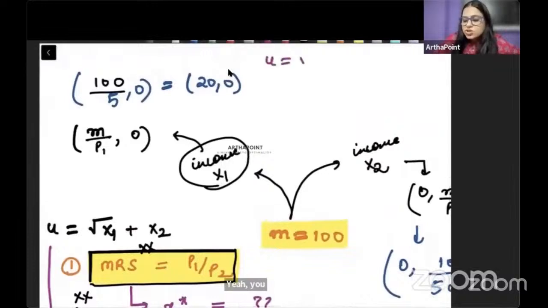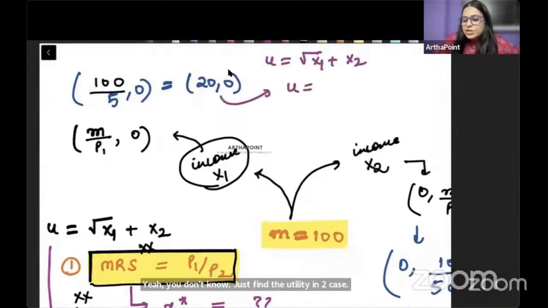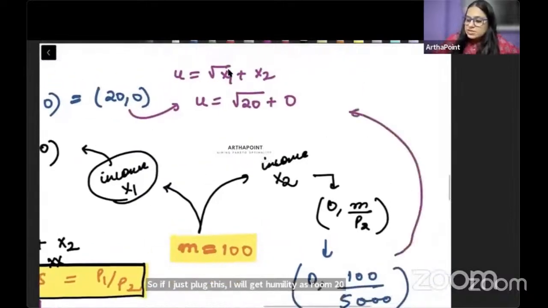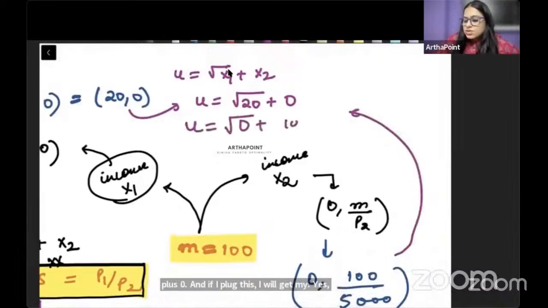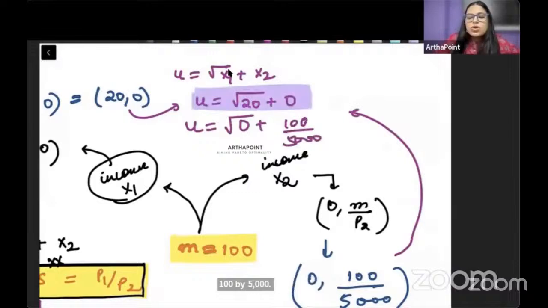So the utility function is root x1 plus x2. If I plug this in, I will get utility as root 20 plus 0. And if I plug this in, I will get my utility as root 0 plus 100 by 5,000. Clearly, this is giving me more utility. So I will go for this number.